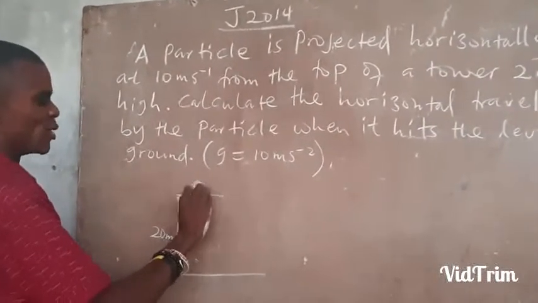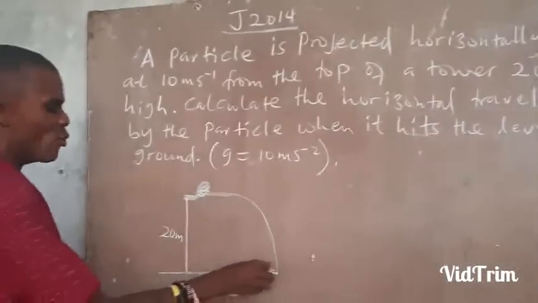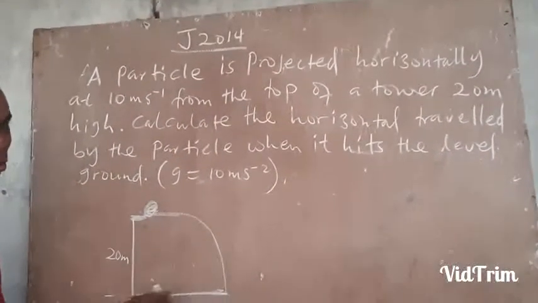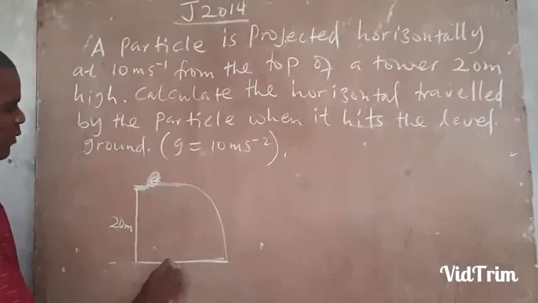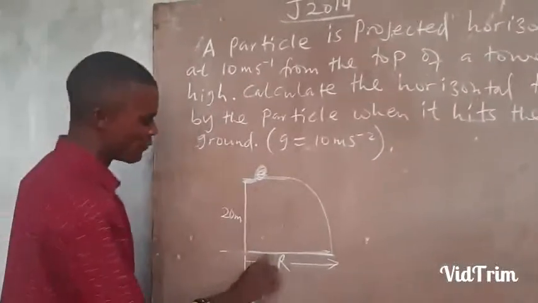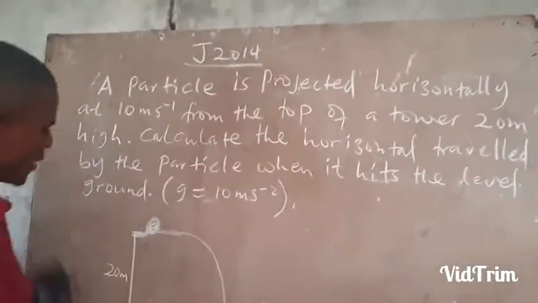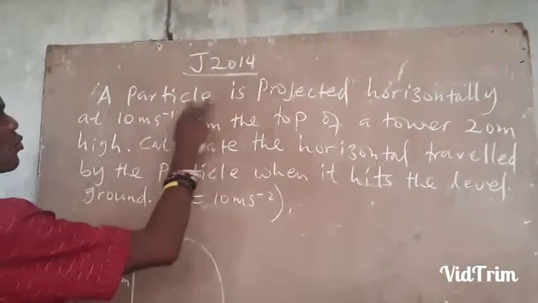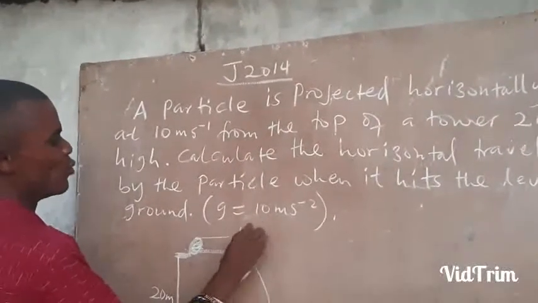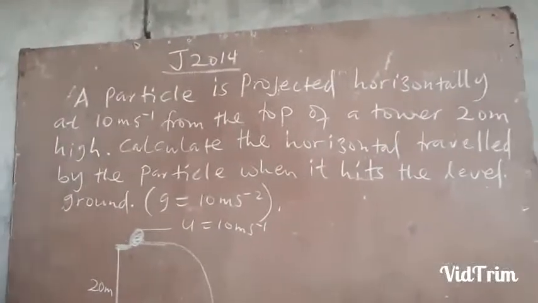When you release the particle, it will fall to the ground. We said when the particle reaches the ground, it will move. Whatever distance it covers on the ground is known as horizontal range. So the horizontal distance traveled is the same as the horizontal range. They are now saying a particle is projected horizontally at 10 meters per second. Therefore, the velocity u is 10 meters per second.